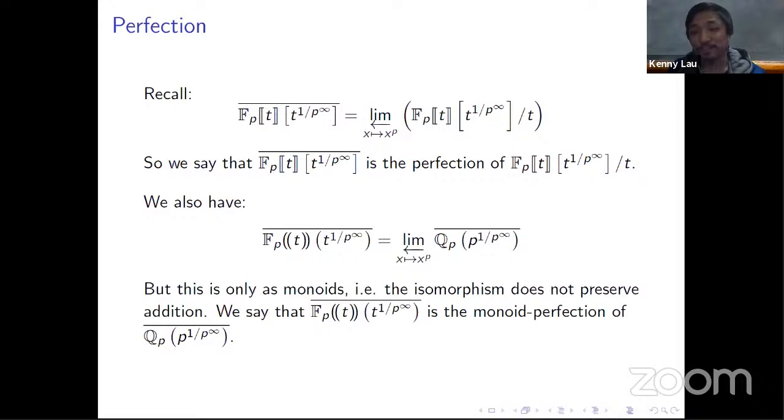Given a and b, you take the p^n-th root of a, and the p^n-th root of b. You add them together, and then you take the p^n-th power of this whole thing. Then the limit of this as n goes to infinity is, I think, the result of a plus b.